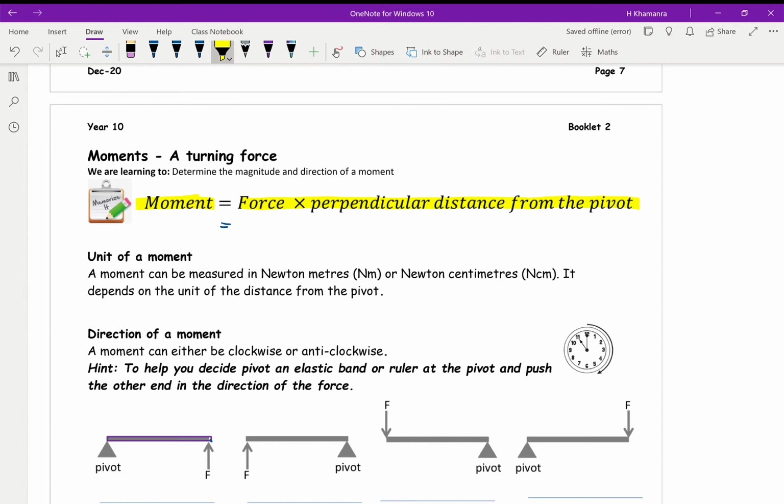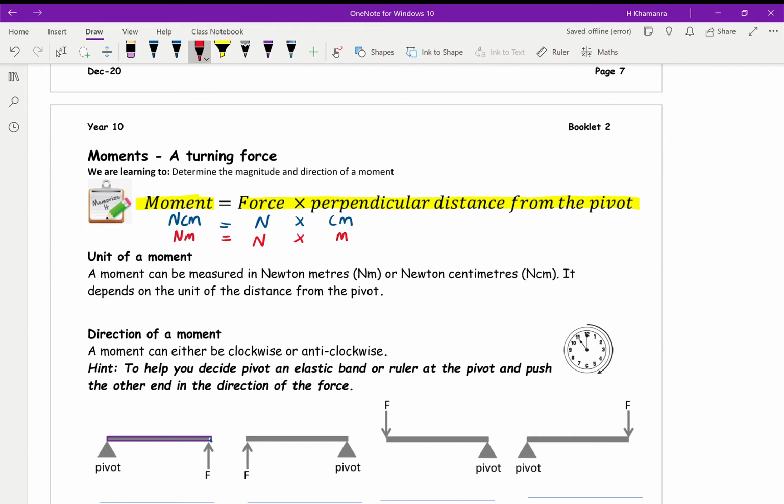Now moments have different units, and basically the unit that you get out depends on the units that you put in. So let's do a couple of examples. We will always put our force in newtons, but sometimes we could measure our distances in centimetres. If that's the case, then the unit of our moments will be newtons times centimetres, which is newton centimetres. Or if our distance was measured in metres, then our moments would be newtons times metres, which would be newton metres.